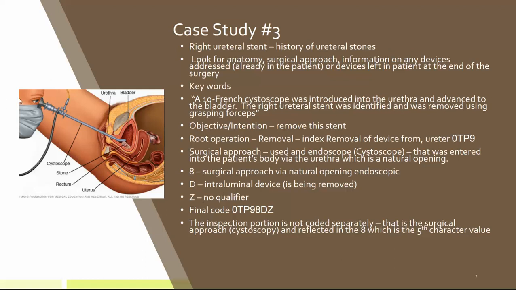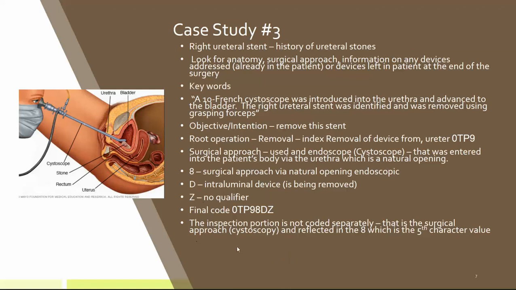The fact that this was done and they had to go look, check things out first, which equates to an inspection, is not coded separately. That's part of this procedure. When the patient was wheeled into the OR, the intention was to remove this stent. Yes, the physician looked around with the cystoscope, and the cystoscope was also used to get to this device they pulled out. But the physician wasn't intending to just look around. It was a purposeful plan when the surgery began, and that's where our root operation lies.